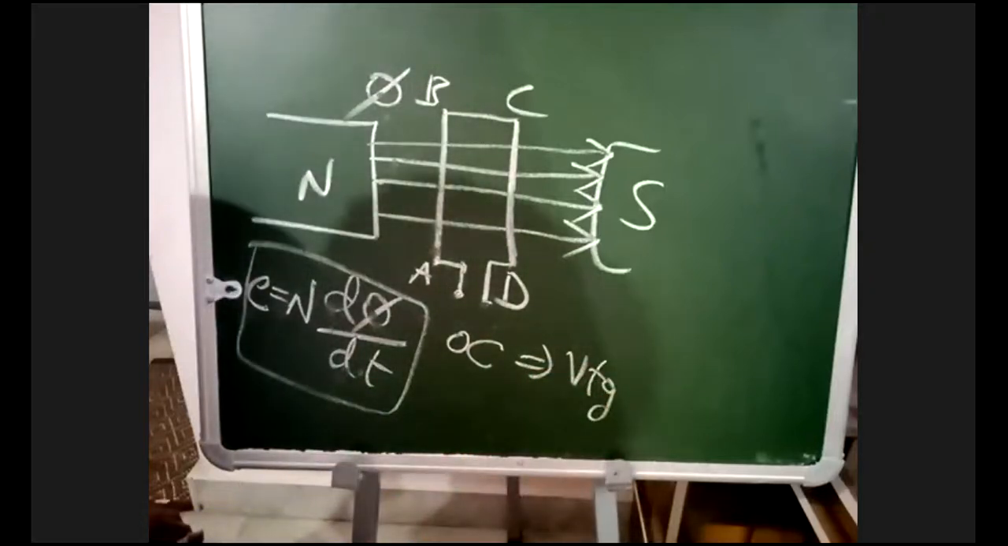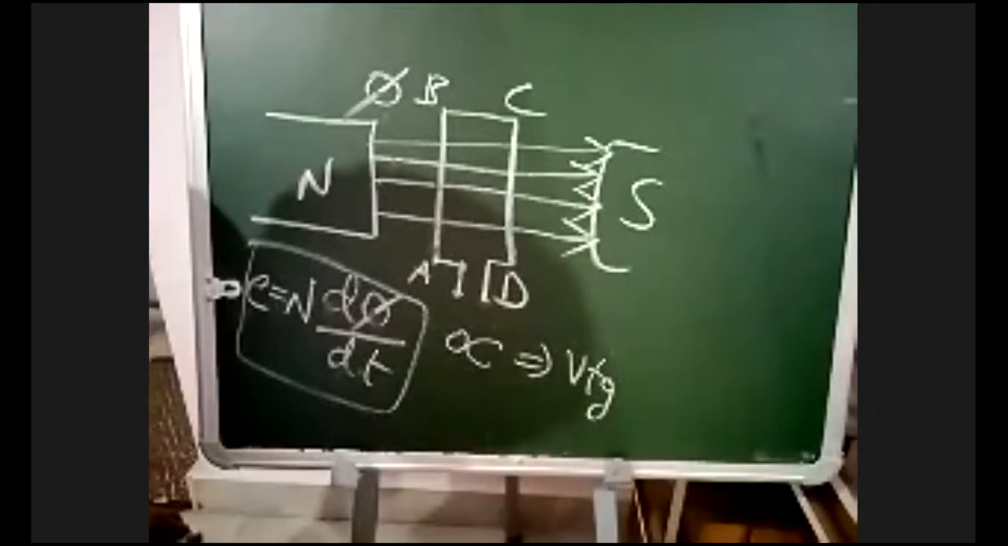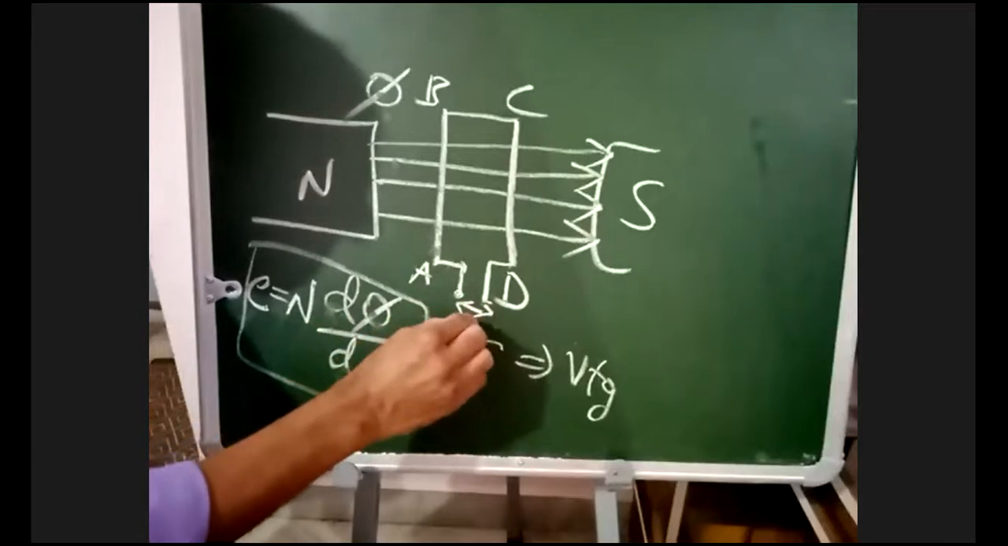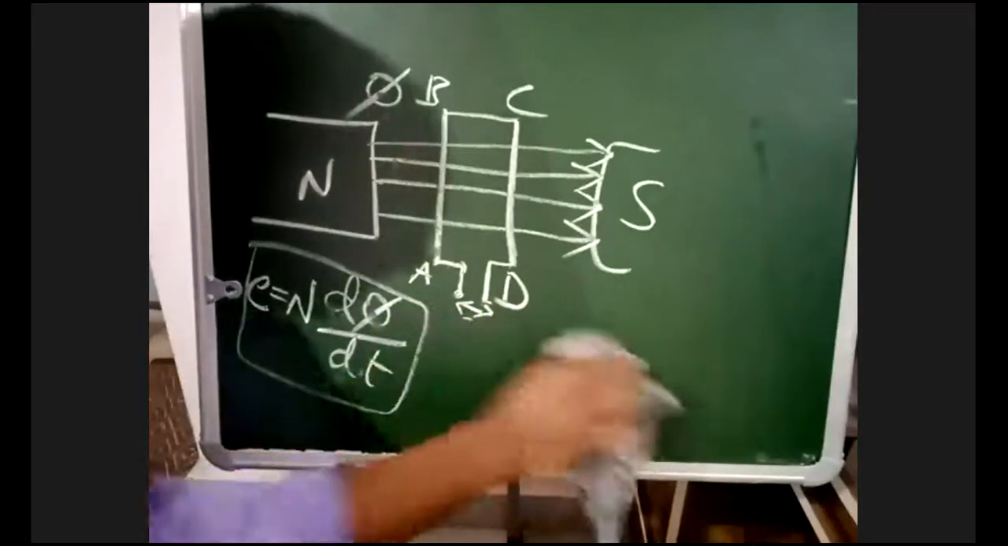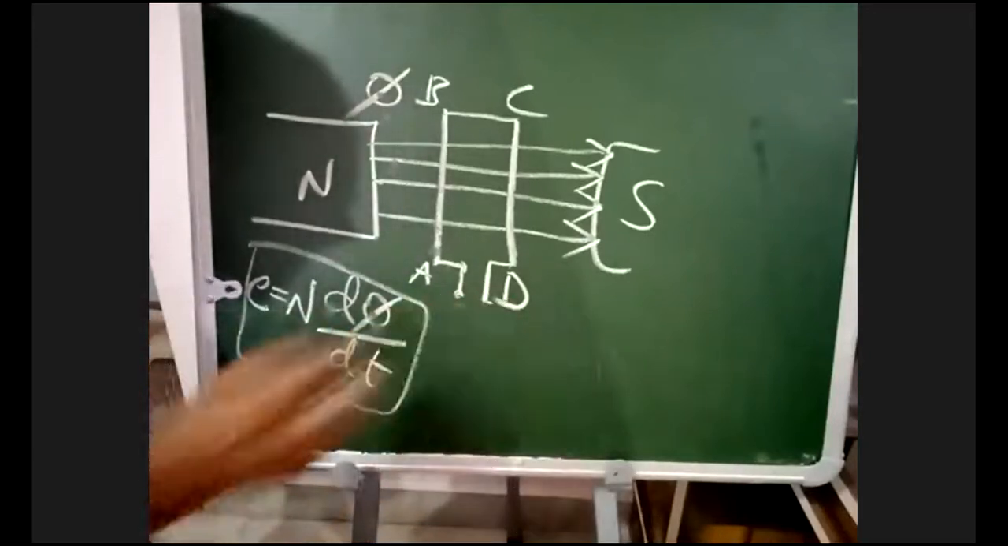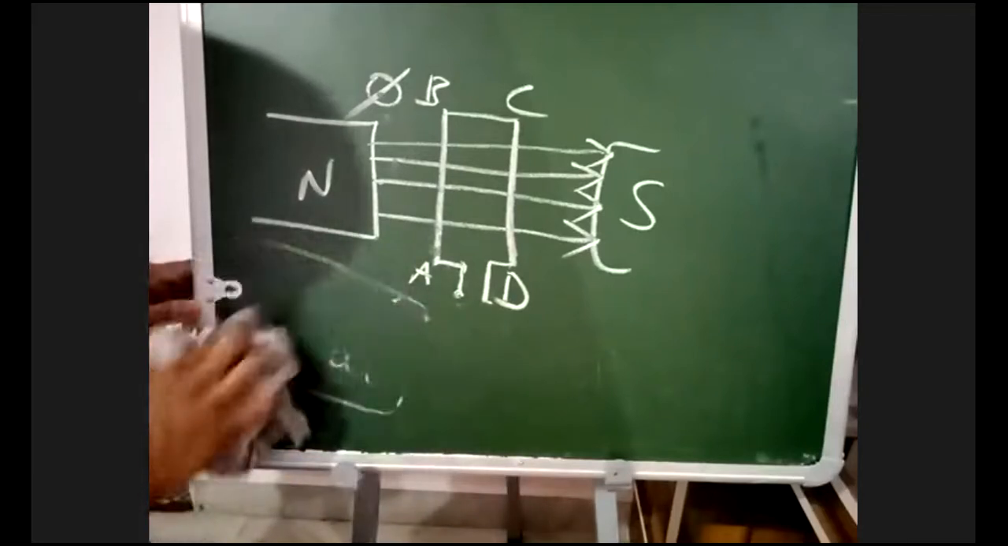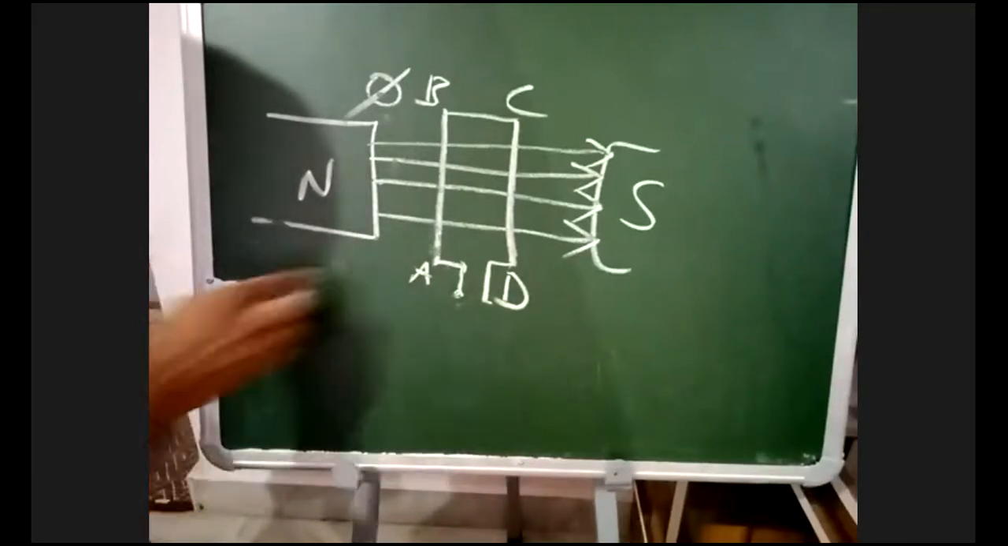In the open circuit, what do we have, voltage or current? Voltage. Current will be 0. Current is 0, but voltage is induced here. Here voltage E is developed in the open circuit. What is that voltage? N into dφ by dt. From the magnetic field, you have generated the electric field.